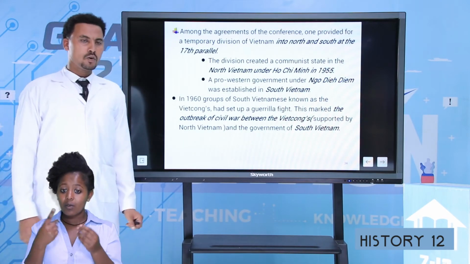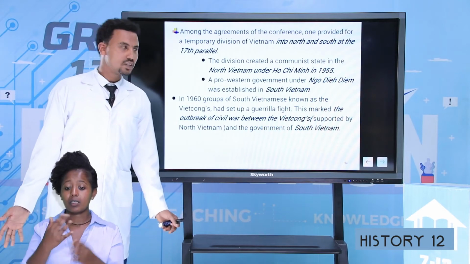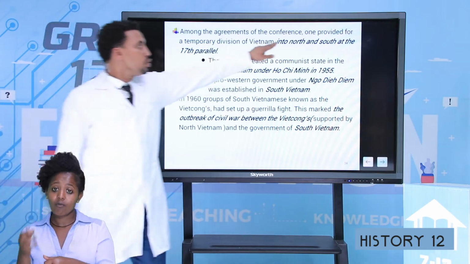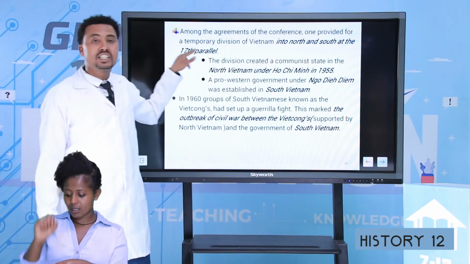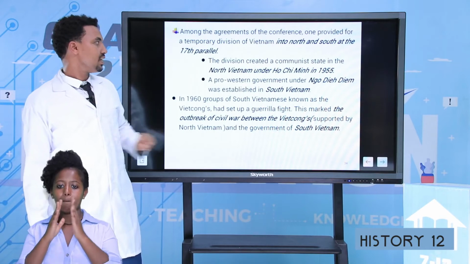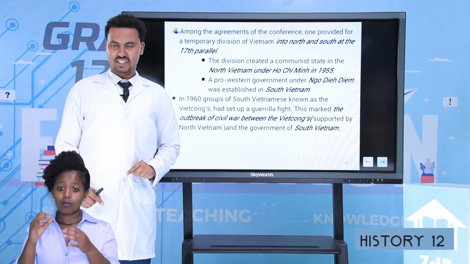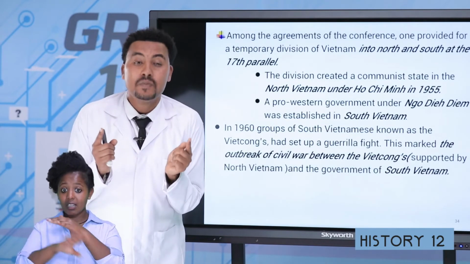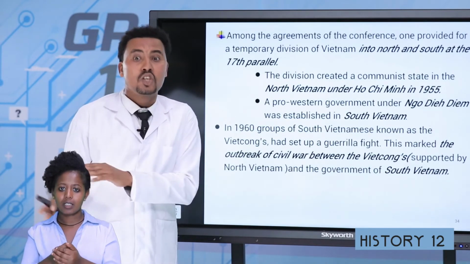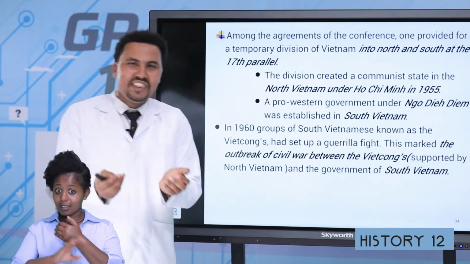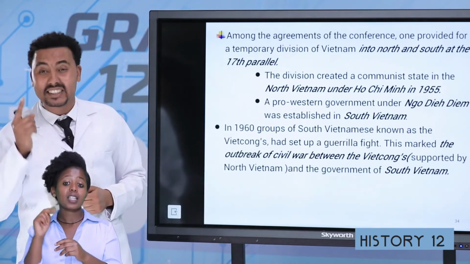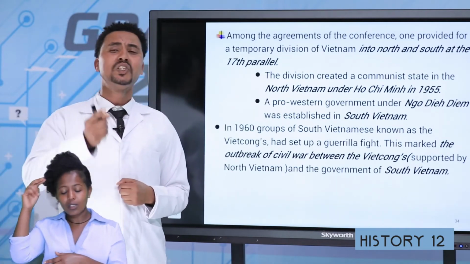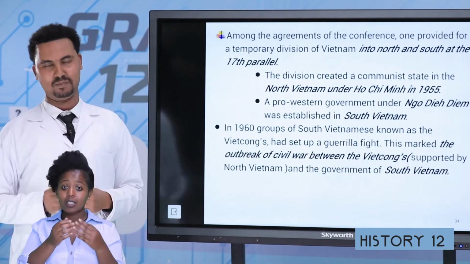Among the agreements of the superpowers was the division of Vietnam into North and South at the 17th parallel. The division created North Vietnam under the leadership of Ho Chi Minh, a socialist country, while South Vietnam was under the leadership of Ngo Dinh Diem. Ngo Dinh Diem was the leader of South Vietnam.